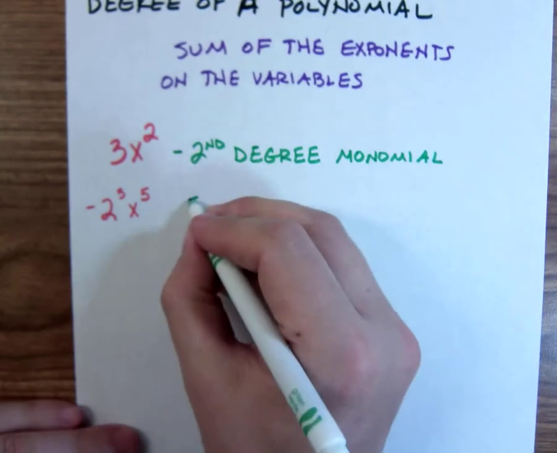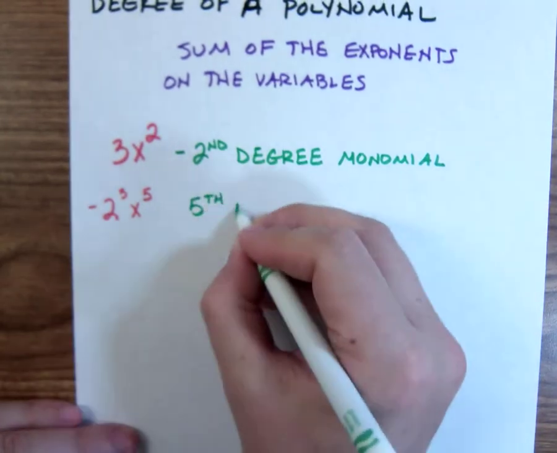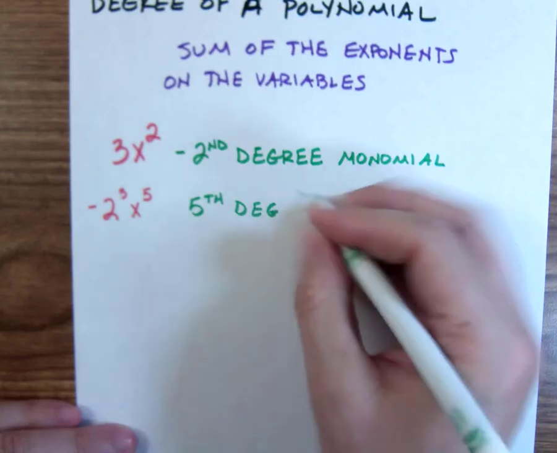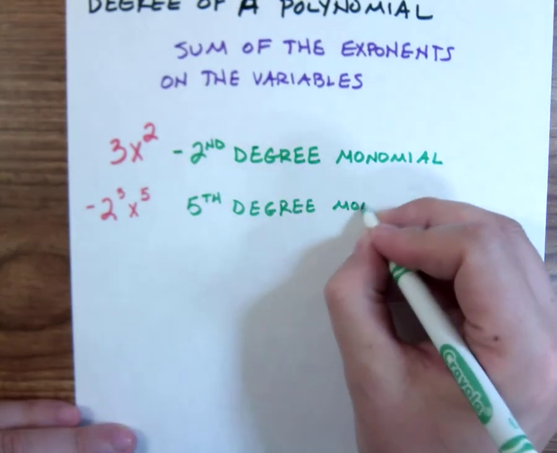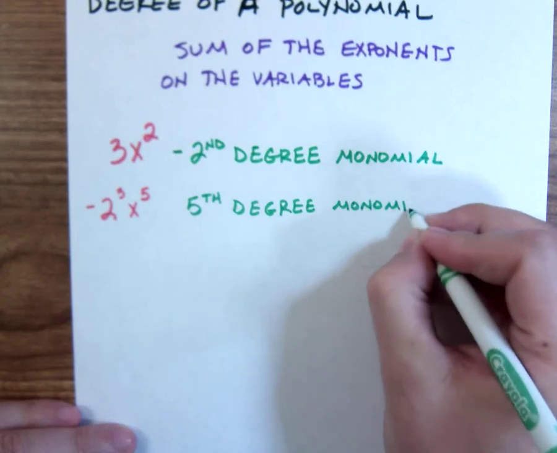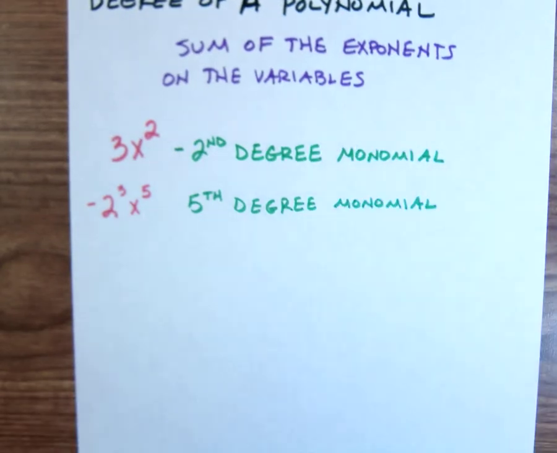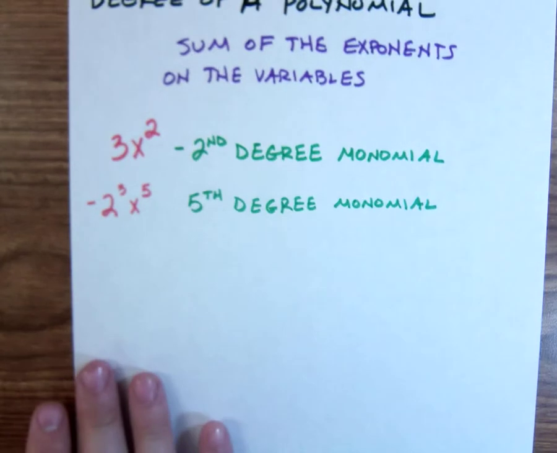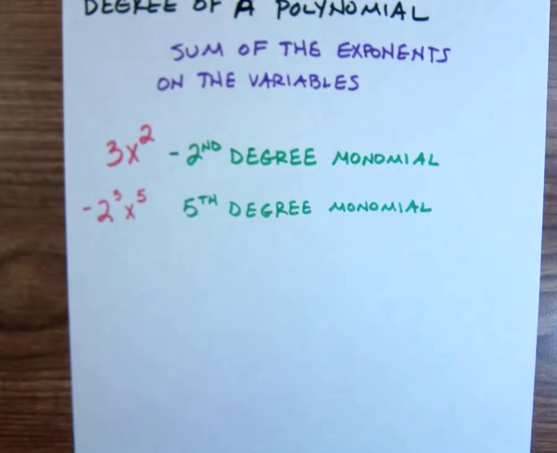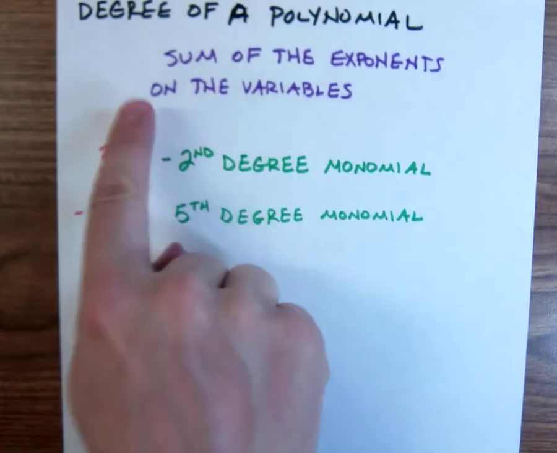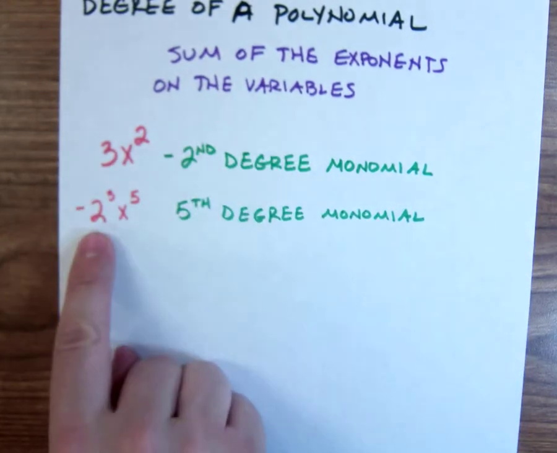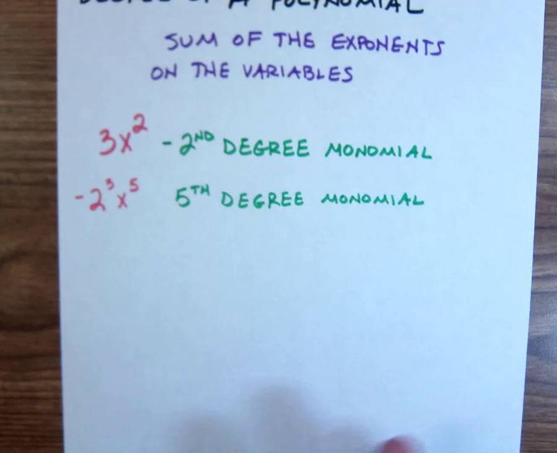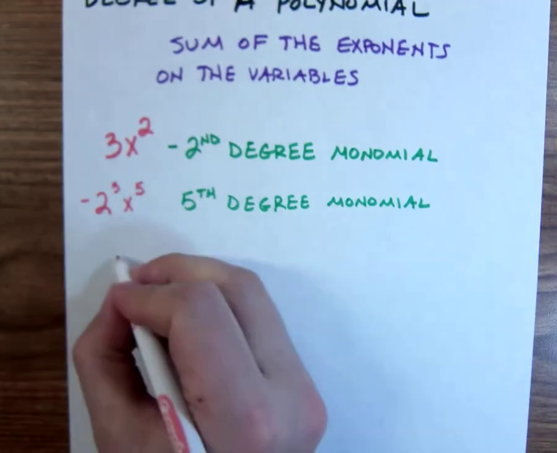So this is a fifth degree, also a monomial. I'm going to give you all monomials here first. Wait, why is that 5? Is that a 3 and a 5? Yeah, it's 3 and 5, but look at the definition. Sum of the exponents on the variables. 2 is not a variable. Okay. So we only look at the x. Okay?